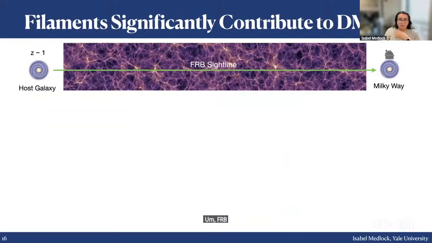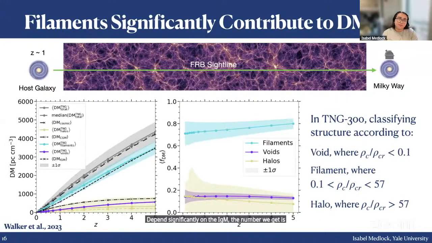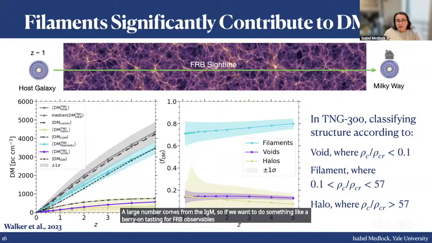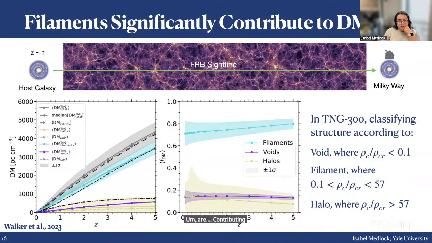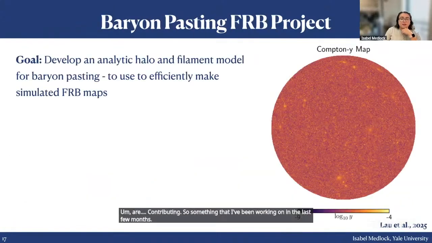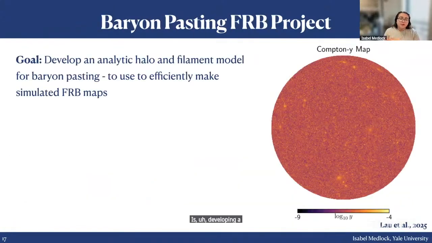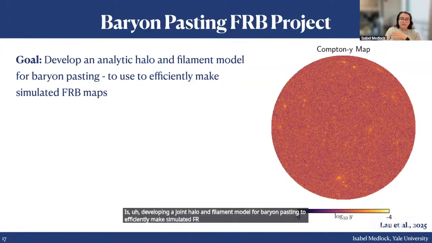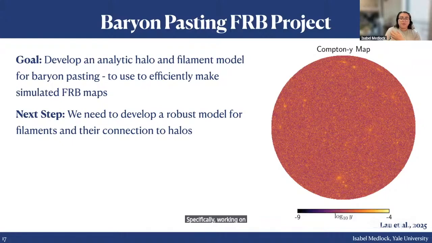FRBs, as many people have already talked about, including Ralf, depend significantly on the IGM. A very large number comes from the IGM. So if we want to do something like baryon pasting for FRB observables, we need to have a good handle on what filaments in the IGM are contributing. So something that I've been working on in the last few months is developing a joint halo and filament model for baryon pasting to efficiently make simulated FRB maps, specifically working on a model for the filaments.